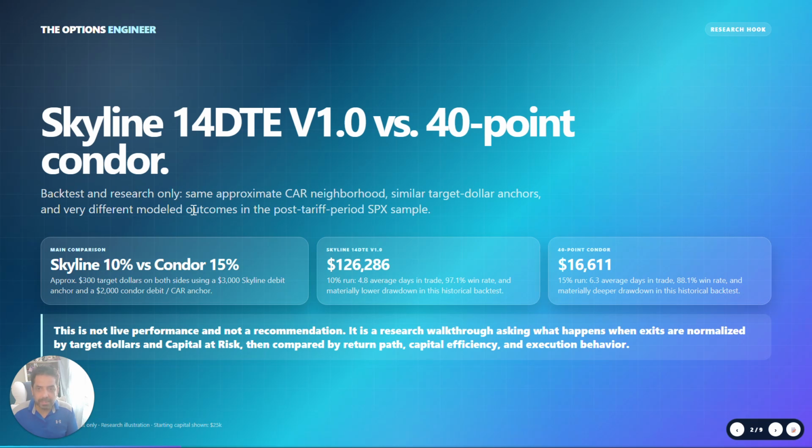The clean anchor is the Skyline at 10% versus the Condor at 15%. That gives us roughly the same target dollars, about $300, and lets us compare how the structure design, capital at risk, and exit engineering influence the portfolio path.